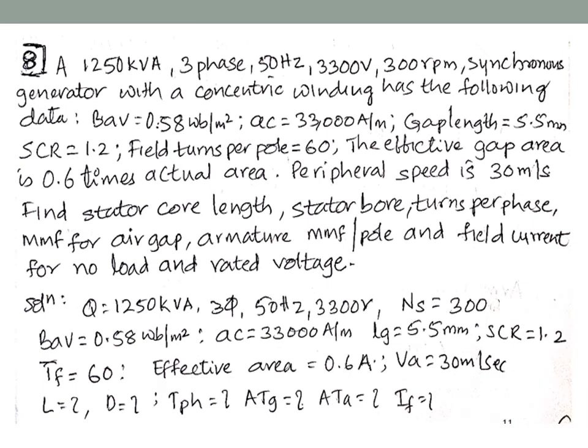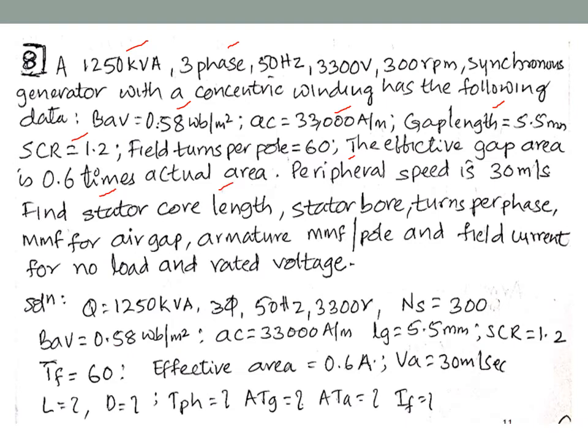So now here is the problem. An 8250 kVA, 3 phase, 50 Hz, 3300 volt, 300 RPM synchronous generator with a concentric winding has the following data: B average is equal to this, AC is 33,000, gap length is 5.5 mm, SCR is 1.2, and field turns per pole is 60. Effective gap area is 0.6 times the actual area.